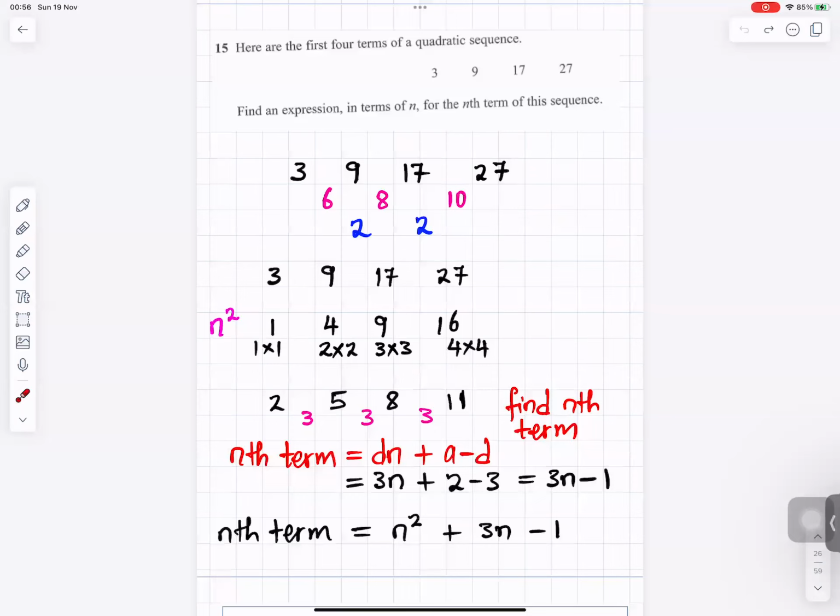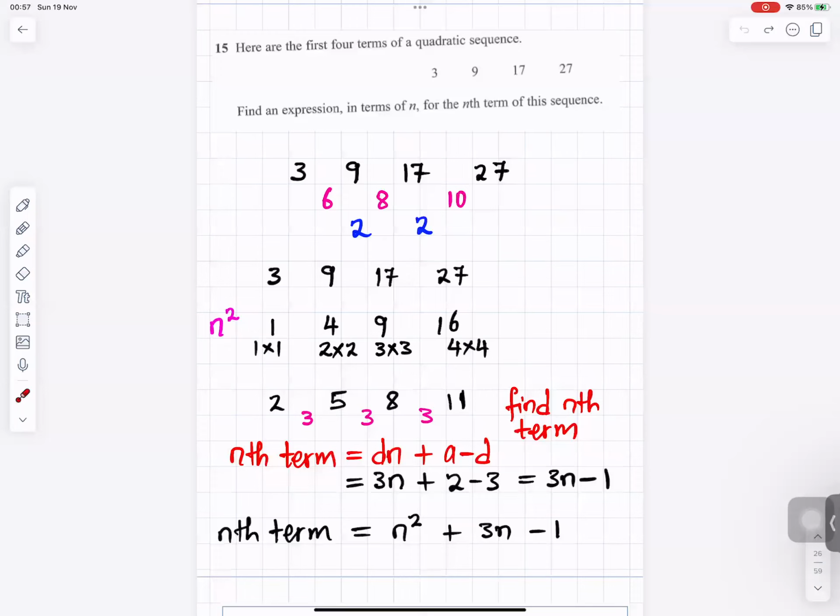Question number 15. Here are the first 4 terms of a quadratic sequence. Find an expression in terms of n for the nth term of the sequence. So it's 3, 9, 17, 27. The first differences: 9 minus 3 is 6, 17 minus 9 is 8, 27 minus 17 is 10. The second differences: 8 minus 6 is 2, 10 minus 8 is 2.